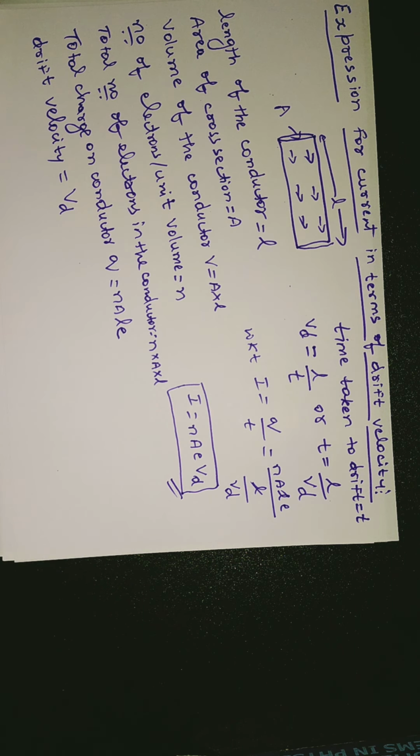So students, in this session we understood how current flows in a conductor. We learnt about drift velocity, then mobility, and we derived an expression for current in terms of drift velocity.